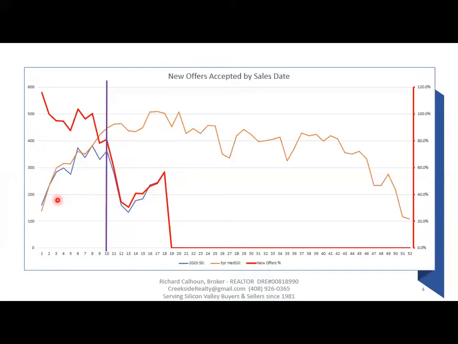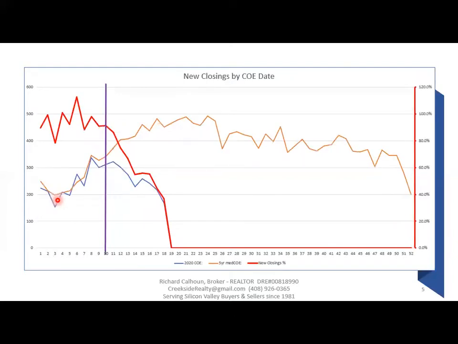Anyway, so this is the number of new offers accepted in the past week only in San Mateo and Santa Clara County, single-family, condo and townhouses all combined to get a macro look at things.